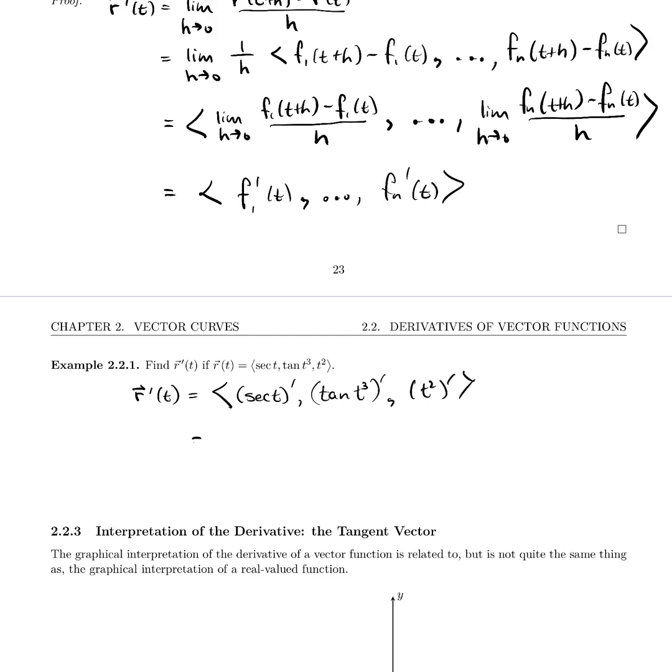So if we remember our derivative rules, the derivative of secant is secant tangent, so secant t tangent t. We're going to need a little chain rule here. So the derivative of tangent is secant squared t. We're going to keep the same inside function, so it's t cubed, and then we have to multiply that by the derivative of the inside function, or 3t squared. And lastly, polynomial derivative of t squared, 2t. And that is it for calculating the derivative of a vector-valued function.